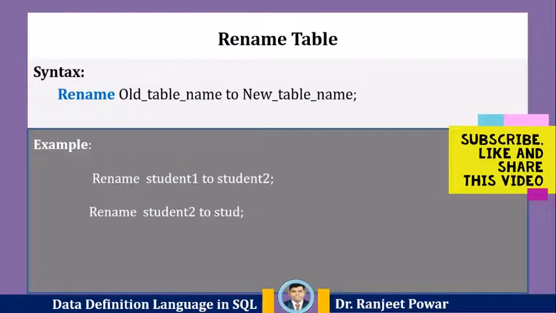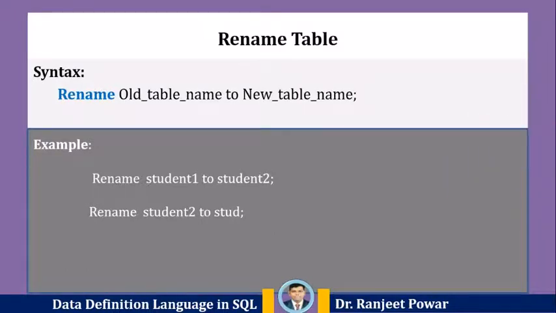The rename table command is used to rename an existing table. It sets a new name for any existing table. The syntax is rename old table name to new table name. In the example, the old name of a table was student1. Now the new name is student2. And in the second example, student2 is again renamed as stud.